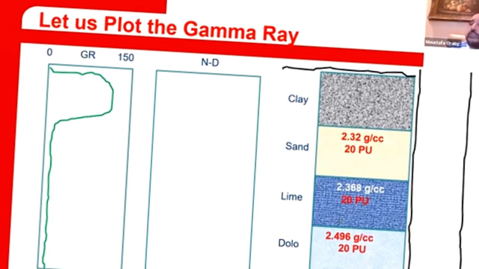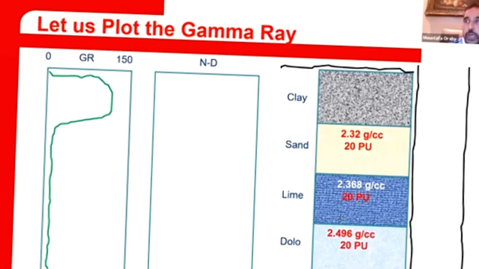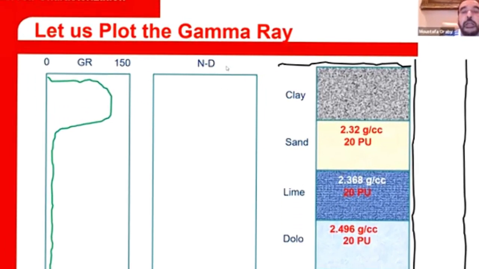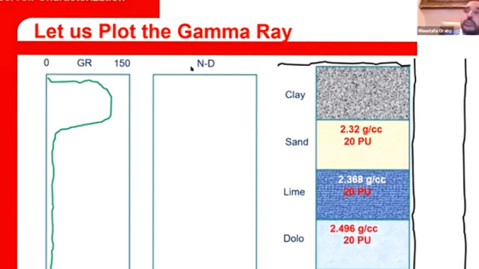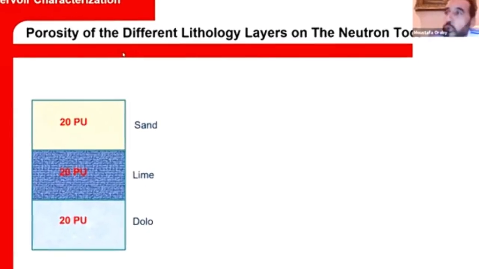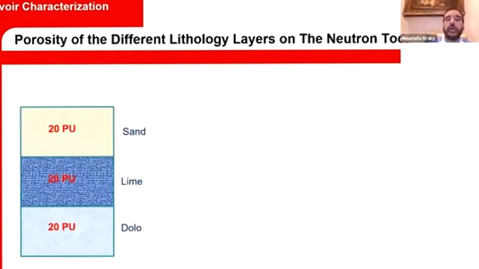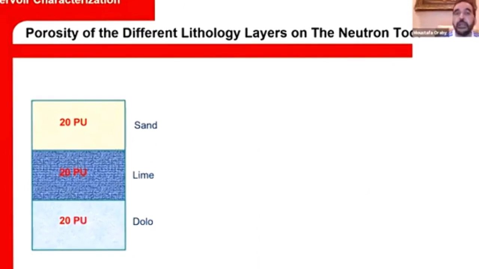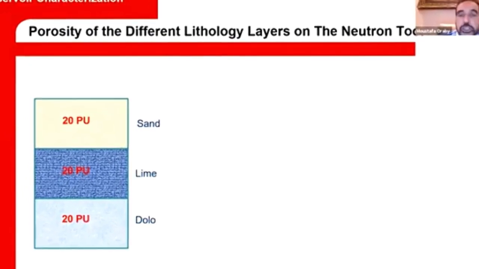So that's my expectation for the gamma ray before I put the gamma ray in there. Now, the role is of the neutron density, how the neutron density will read. First, we'll say this is the gamma ray zone. Then let's just see how the neutron will read the 20 PU limestone, 20 PU sandstone, and 20 PU dolomite. Actually, I'm not sure if you studied this or not.